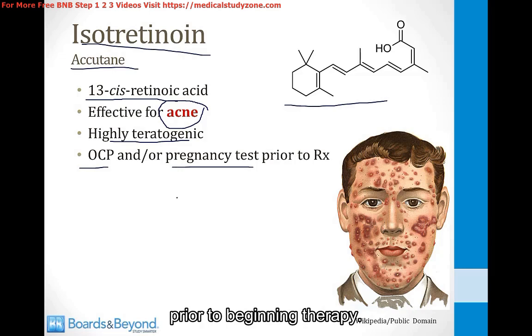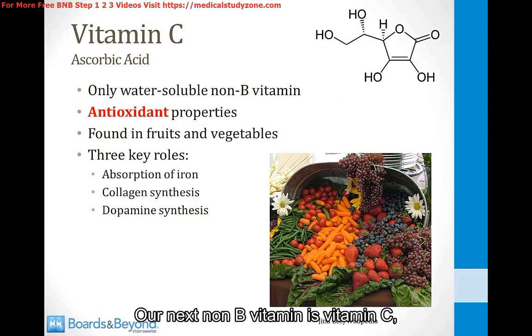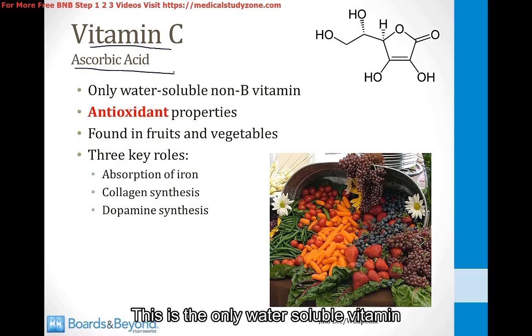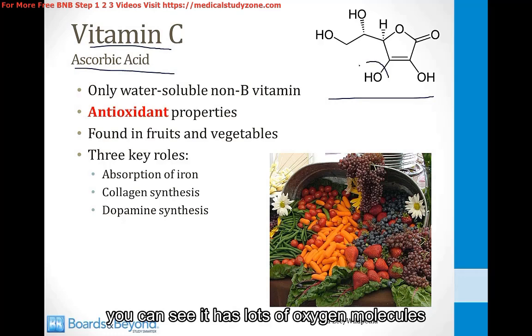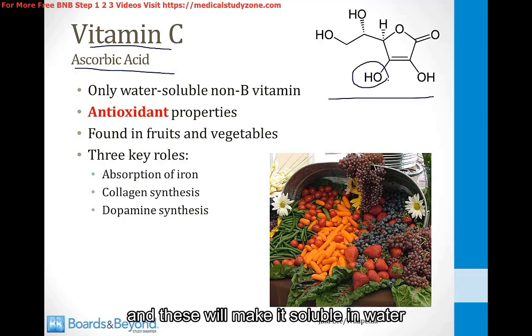be placed on oral contraceptive pills so they don't have an accidental pregnancy, and often they are also pregnancy tested prior to beginning therapy. Our next non-B vitamin is vitamin C, which is also called ascorbic acid. This is the only water-soluble vitamin among the non-B vitamins. This is the structure of vitamin C on the screen. You can see it has lots of oxygen molecules, and these will make it soluble in water, and that's different from the other fat-soluble non-B vitamins.